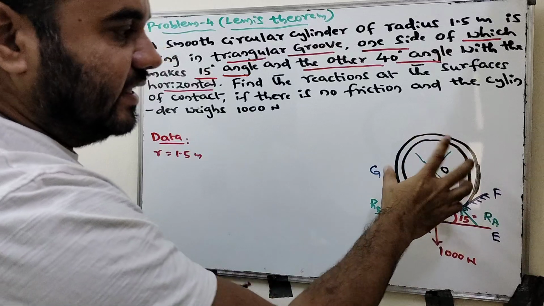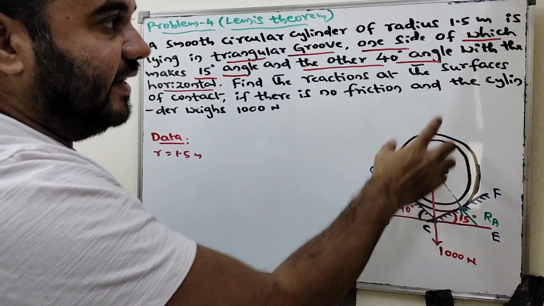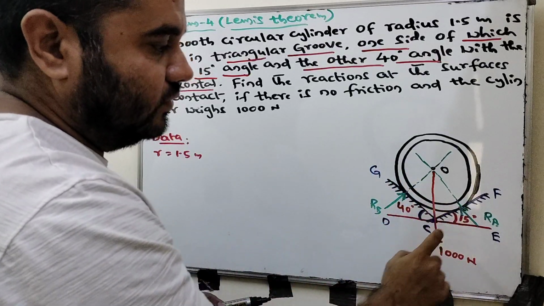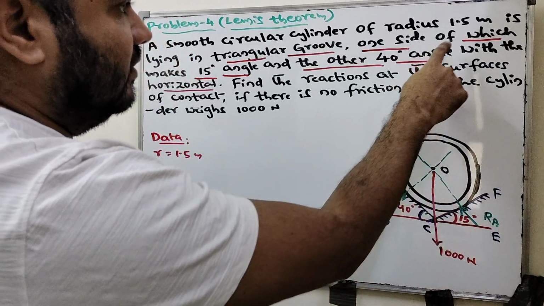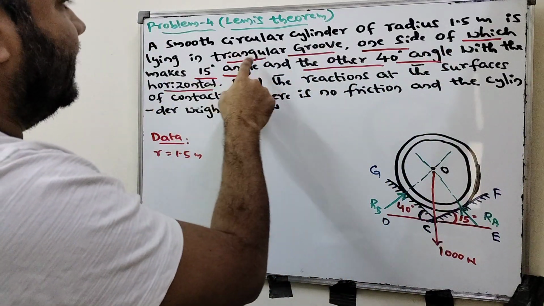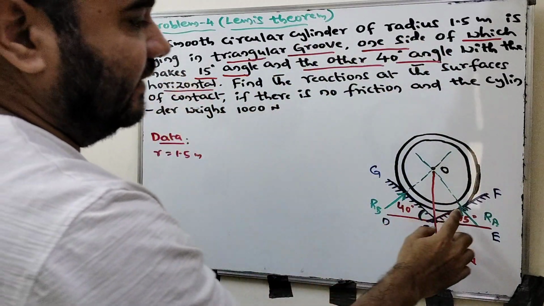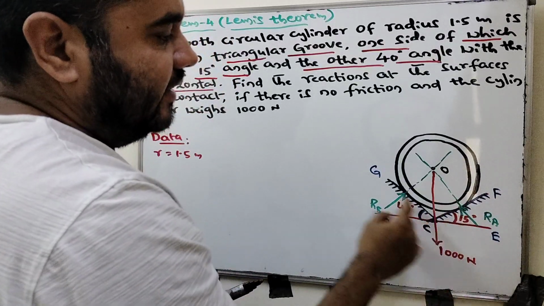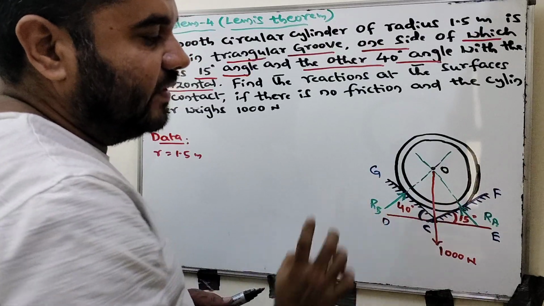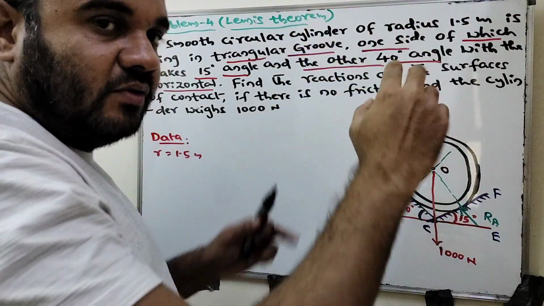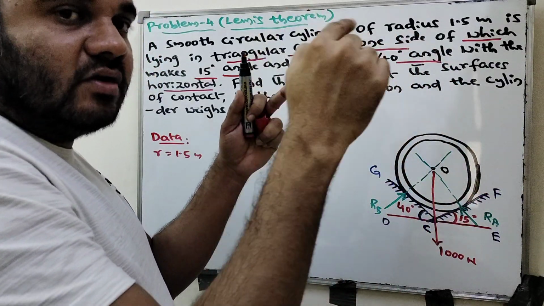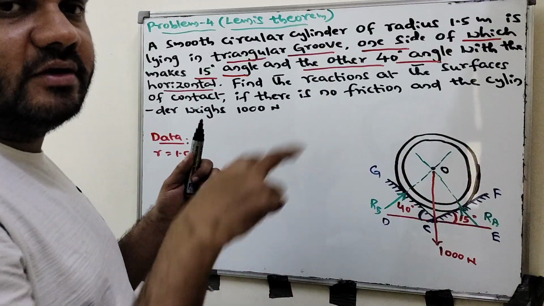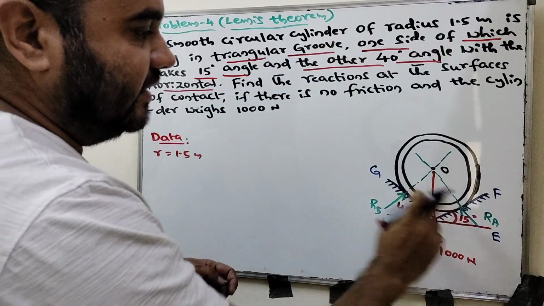It means, see here, this is a cylinder of radius 1.5 meter. It rests on a triangular groove. The one side where it rests on the groove makes 15 degree to the horizontal, and the other side makes 40 degree to the horizontal. The contact makes an angle of 15 degree with the horizontal and 45 degree with the horizontal. Two points are given here, this point and this point.